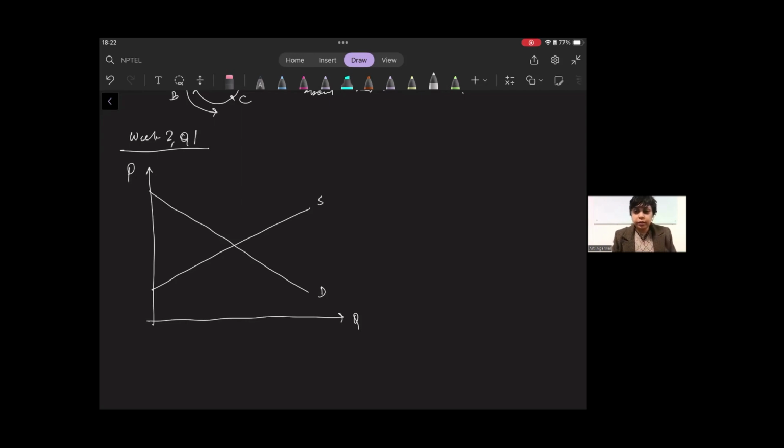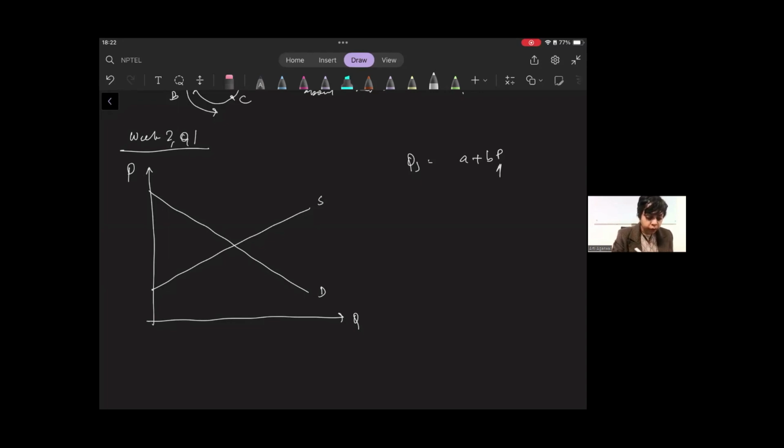Now, when price changes, what are you essentially doing? What is the supply curve essentially telling us? What is the purpose of the supply curve in the first place? It gives us a relation between price and quantity supplied, right? There is some equation, maybe PS is equal to A minus BQS, something like that. It could be the other way around. Let's say QS is equal to A plus BP, something like that.